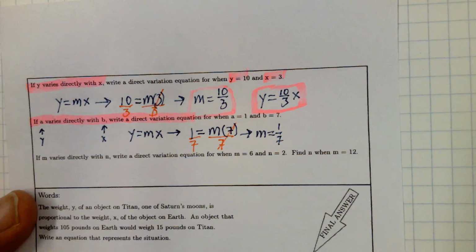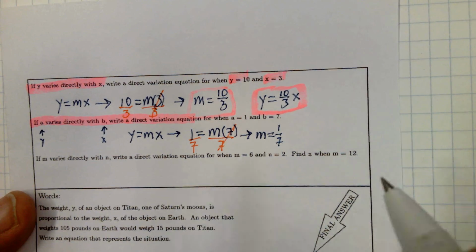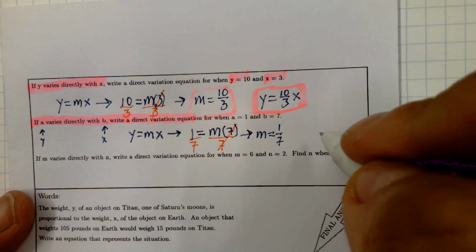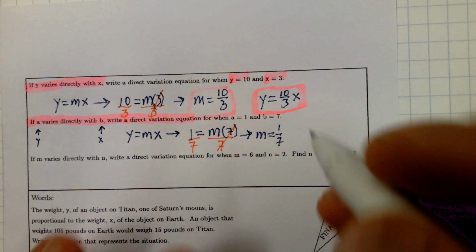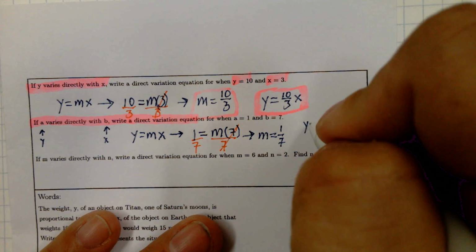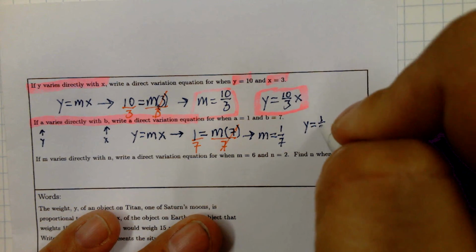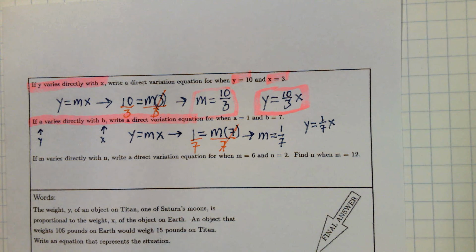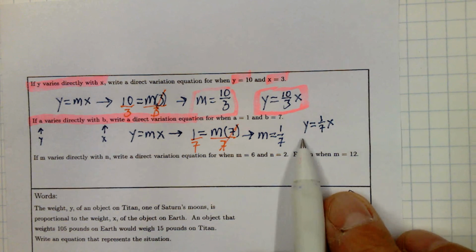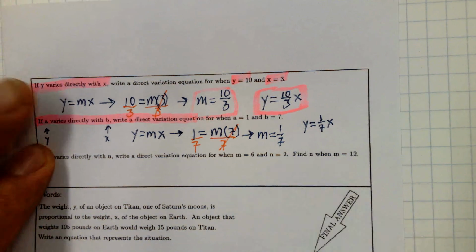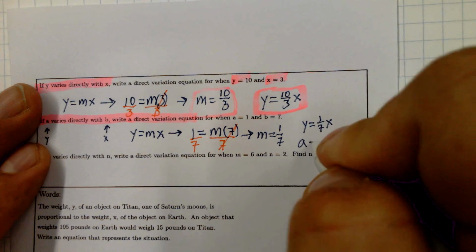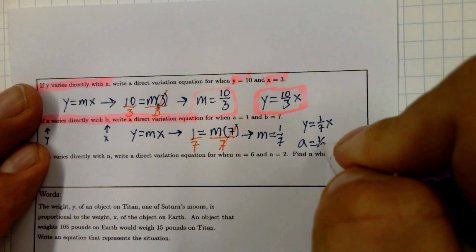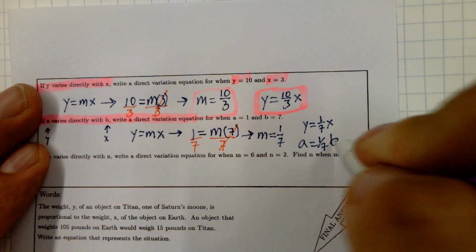So now let's go back and replace for our equation. We could do it that way. Y equals 1/7 x. But say they wanted the equation in terms of A and B. Go back and replace y with A equals 1/7 B.